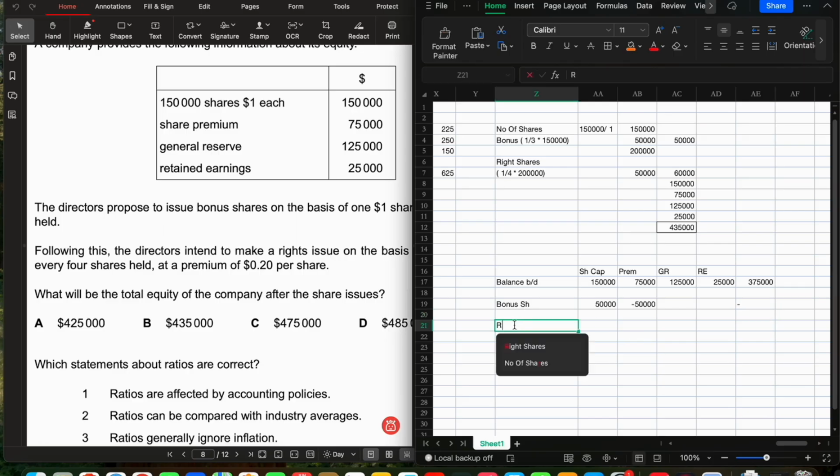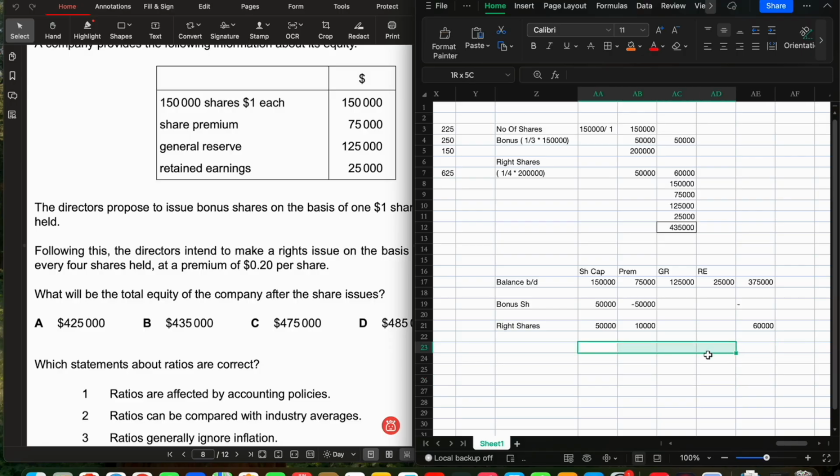Then we issue right shares, and for the right shares also we issue 50,000 shares. The par value is 1, so in share capital we'll only write down the par value. So 50,000 into 1 will give you 50,000. And in premium, the premium amount, 50,000 shares into the premium of 0.20, will give you 10,000. So we'll write 10,000 here. Overall my 60,000 is adding up here.